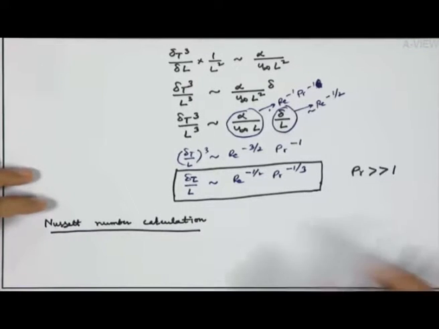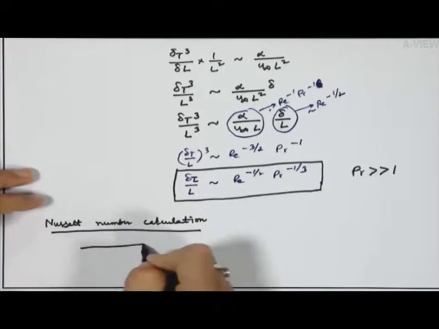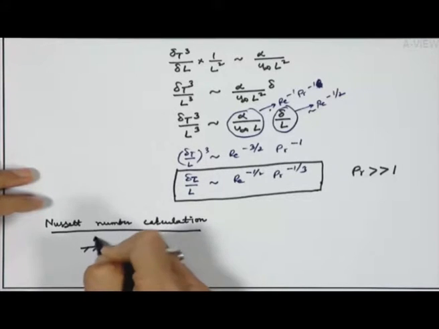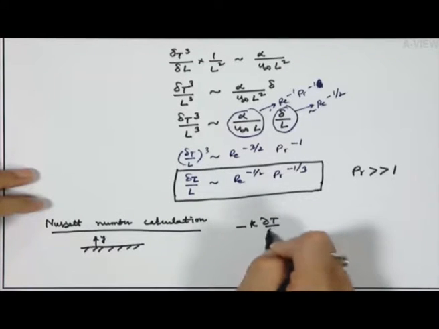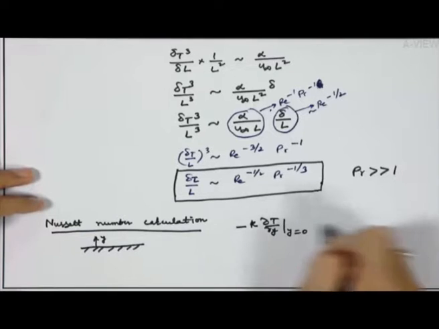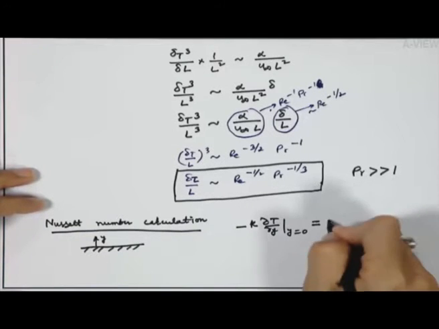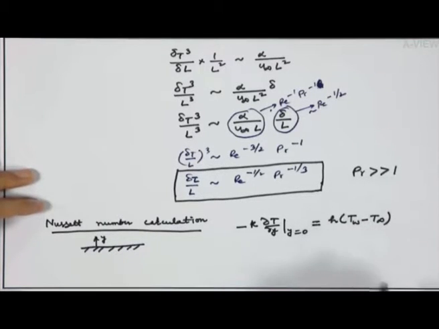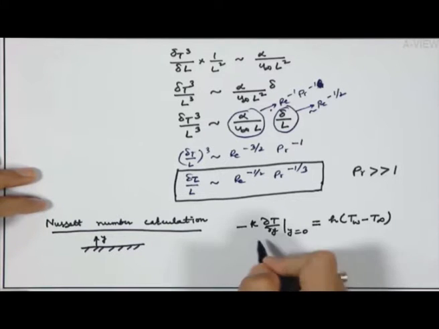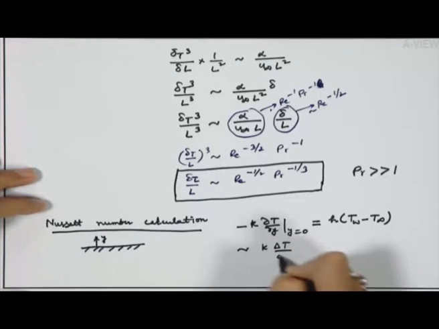So, now let us write the energy balance at the wall. So, this is the wall, this is the y axis. So, we can write minus k del T del y at y equal to 0 is equal to h into T wall minus T infinity. So, let us make an order of magnitude analysis of that. So, this is of the order of k into delta T by delta T. This is the temperature gradient within the thermal boundary layer.